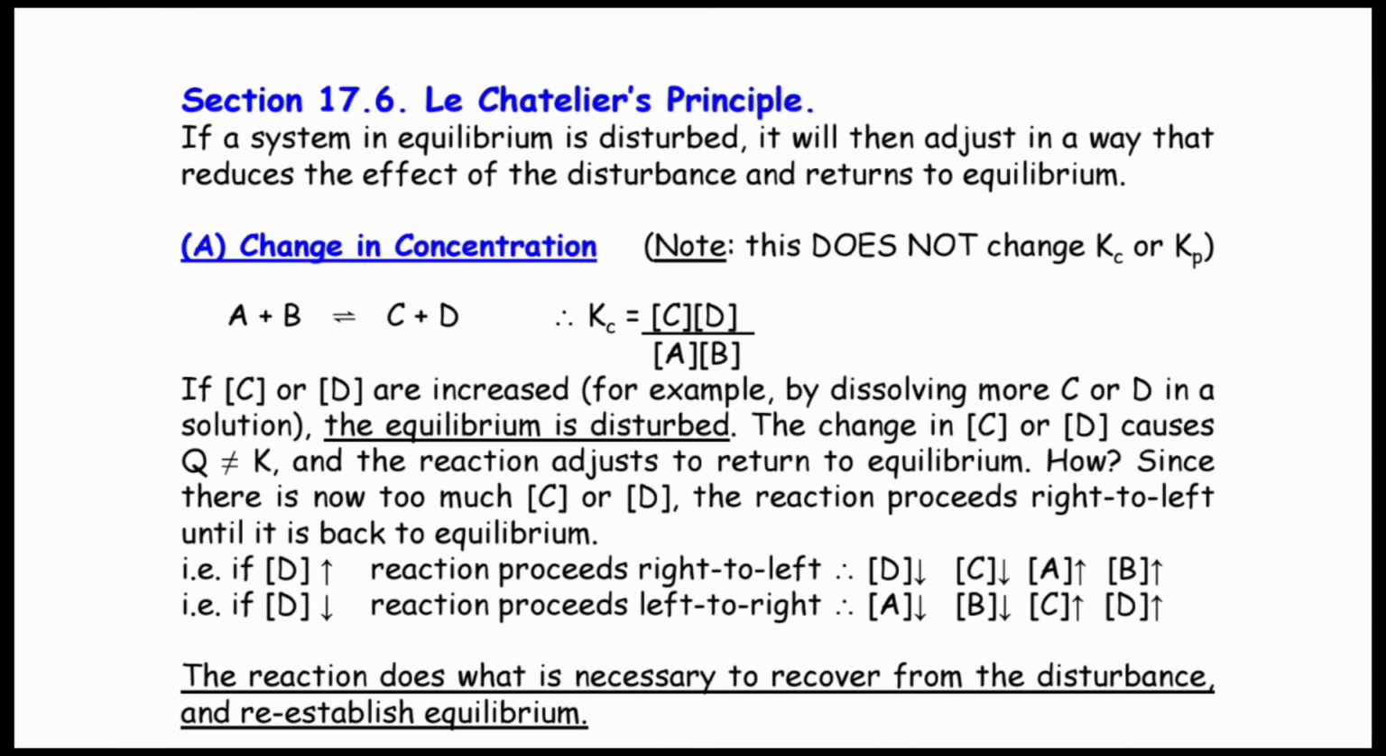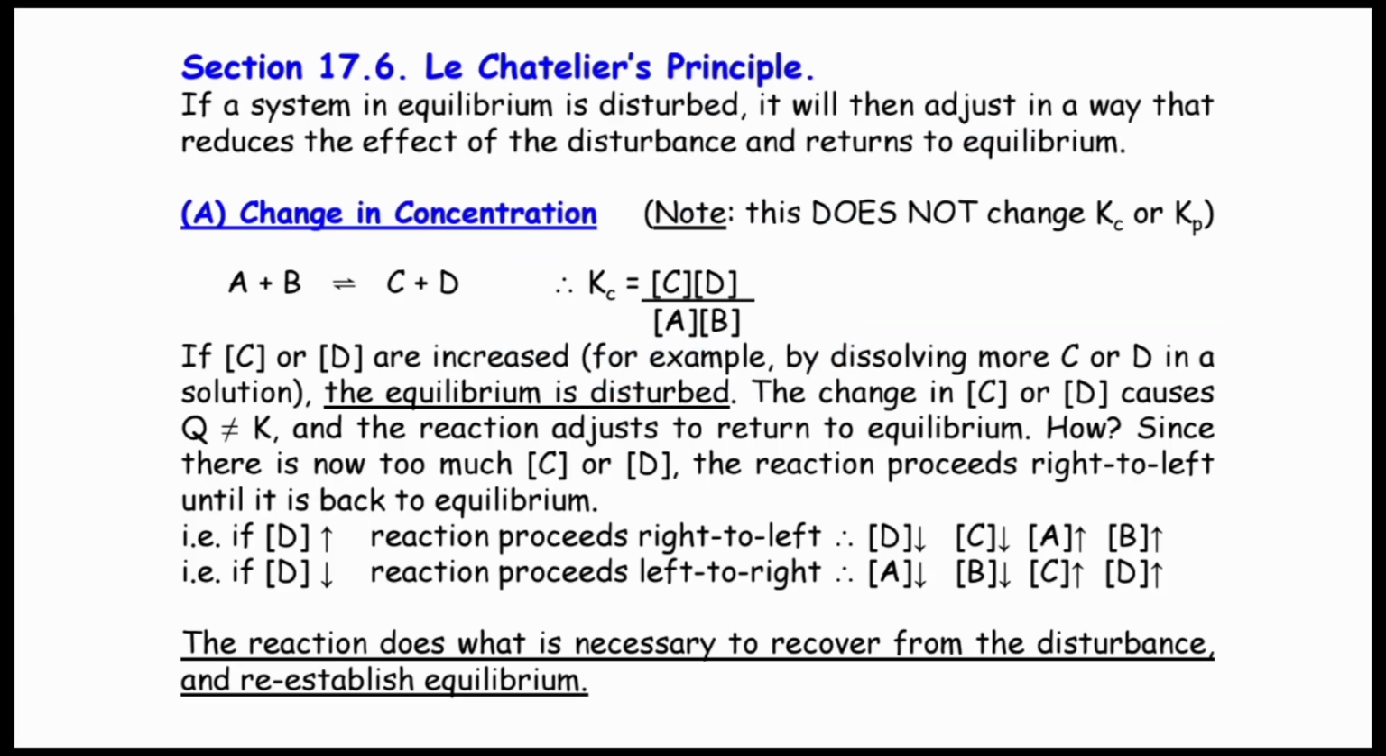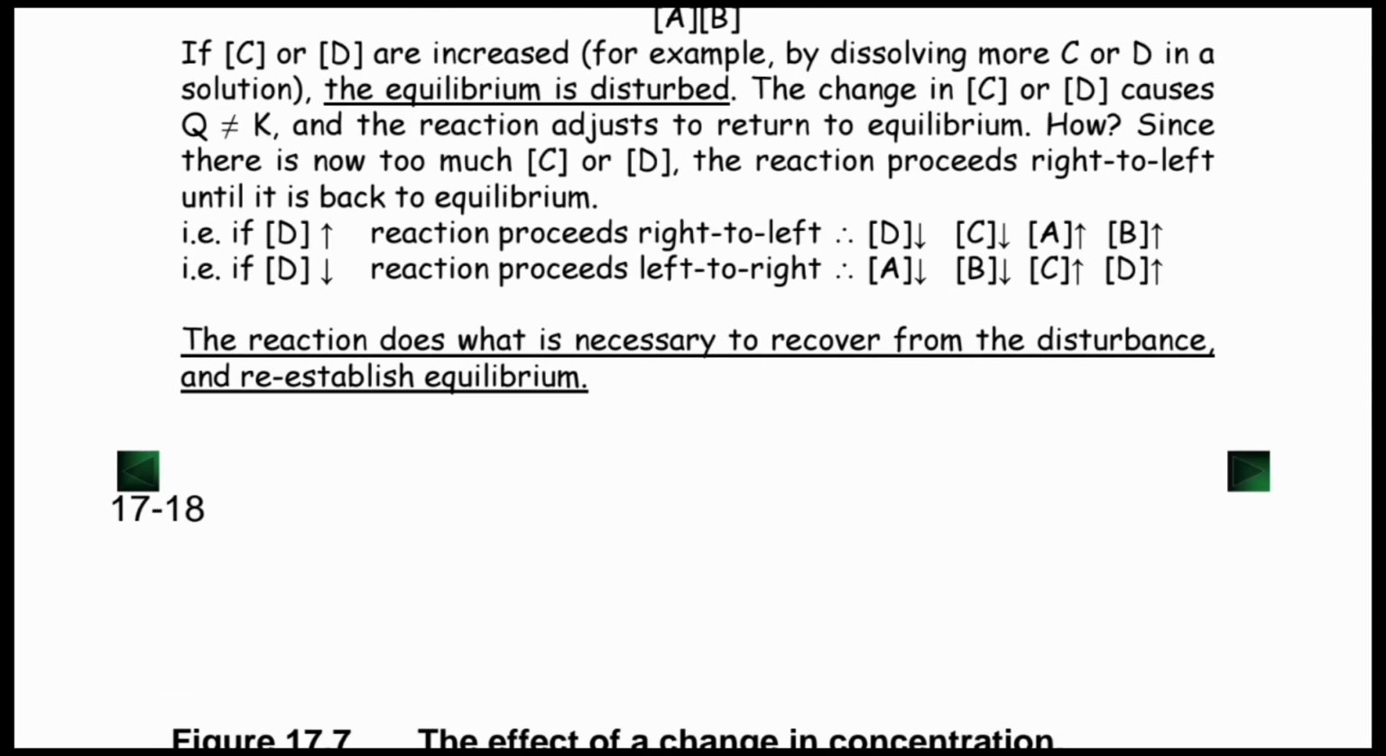Okay, Le Chatelier principle. If a system at equilibrium is disturbed, it will then adjust in a way that reduces the effect of the disturbance and returns to equilibrium. If A plus B are the reactants and they convert into C plus D, the equation for Kc will be written like this. Okay, if concentration of D increases, the reaction moves to the left, and if concentration of D decreases, the reaction moves to the right. The reaction does what is necessary to recover from the disturbance and restore equilibrium.